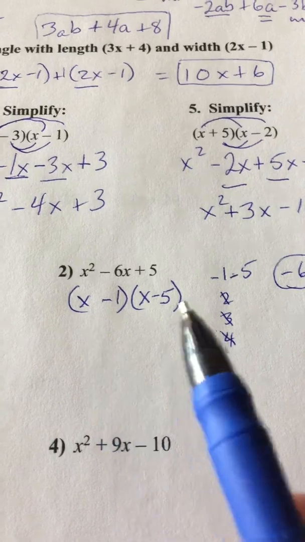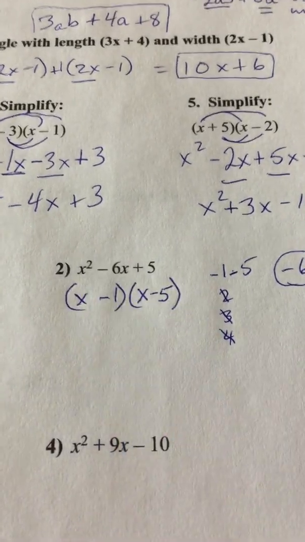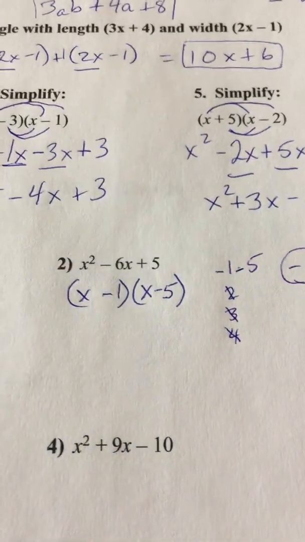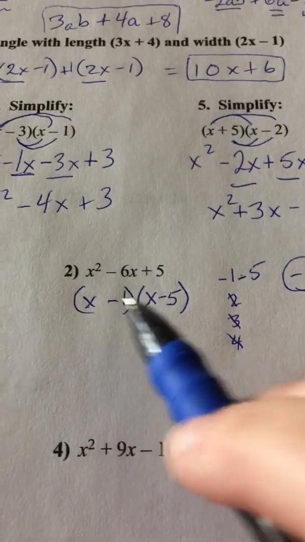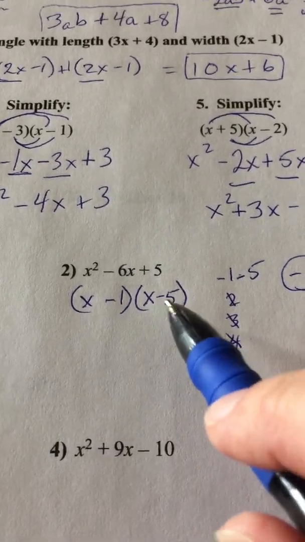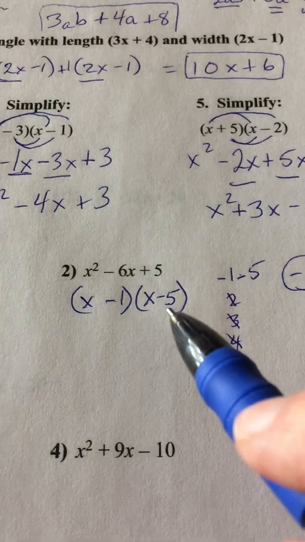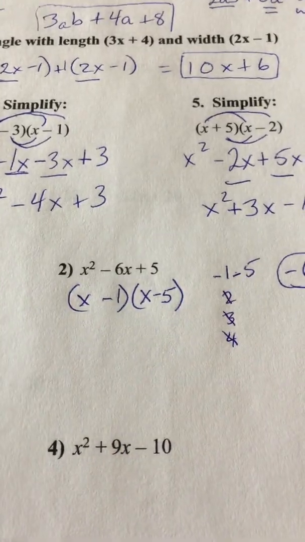Here we go. And if you were to multiply doing the double distribution, that's what you would get in the final answer. So x minus 1 times x minus 5. X minus 1 is a factor, and x minus 5 is a factor because things that you multiply together are called factors. The answer is a product.